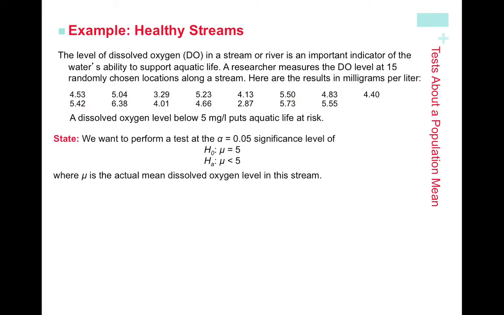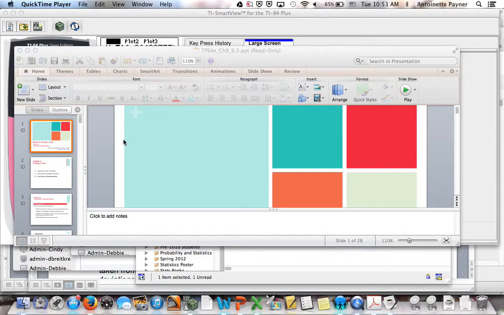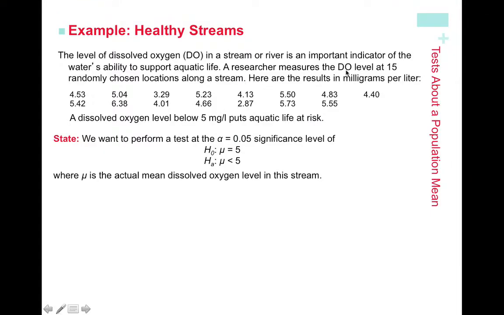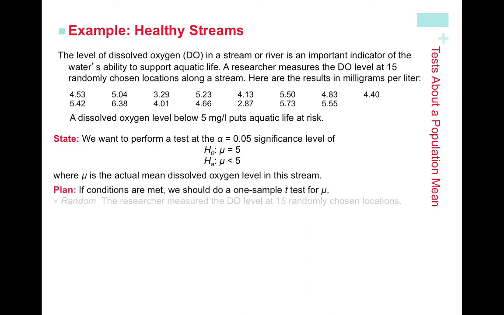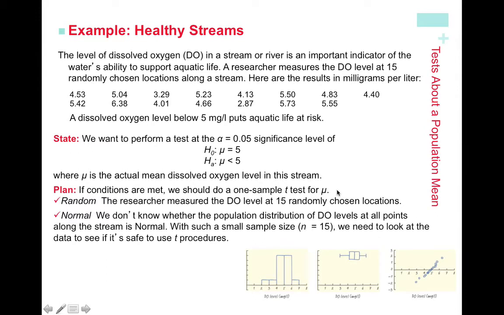They want to know if the DO levels are below 5 milligrams per liter. So there are 2 hypotheses. The problem doesn't give a significance level, so they're just stating that they're going to test it at 0.05. You are perfectly fine in doing that. They're going to do a 1-sample t-test for the mean. The researcher did it at random locations.